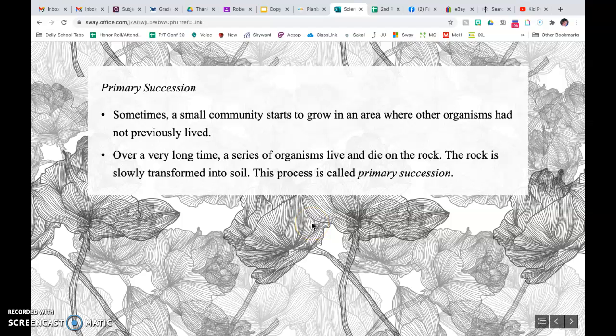Sometimes a small community starts to grow in an area where other organisms had not previously lived. So nothing had lived there before. This would be primary succession. Over a very long time, a series of organisms live and die on a rock. That rock is slowly transformed into soil. Now other things can grow there. So, primary succession.